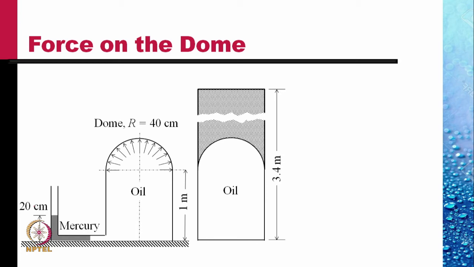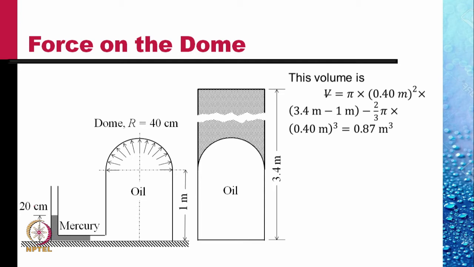Clearly then, the vertical force on the hemispherical cap is equal to the weight of oil over and above the dome, shown as gray in this picture. We can easily evaluate that volume, as here the volume is pi into 0.4 meter square, which is the area of cross section, into 3.4 meters minus 1 meter, that is 2.4 meters.